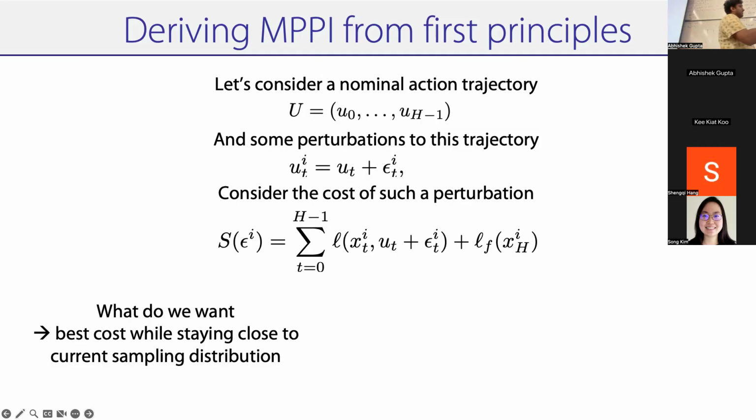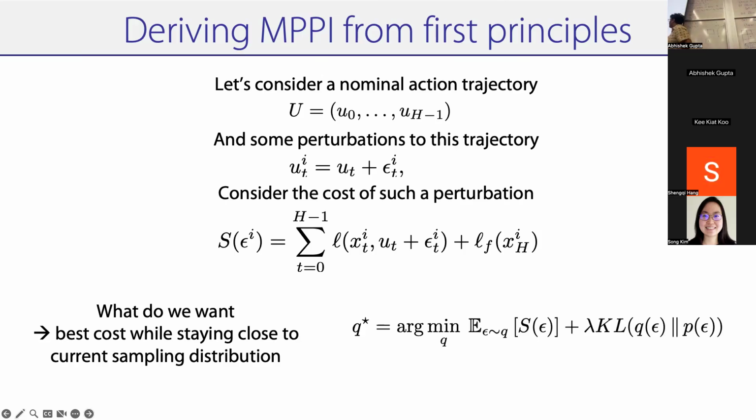Right, so my current sampler is, if it's an iterative process, my sampling distribution now, call that P, right? What I want to do is find a distribution from which to sample the disturbances such that I minimize the cost while not deviating too far from my base distribution of disturbances, right? So this P will update iteratively, but the point here is that it's KL constrained optimization, right? You want to find something that minimizes cost while staying pretty close to a base distribution P. Okay, so what we'll show is that the solution to MPPI is basically the same thing as the solution to this optimization problem.